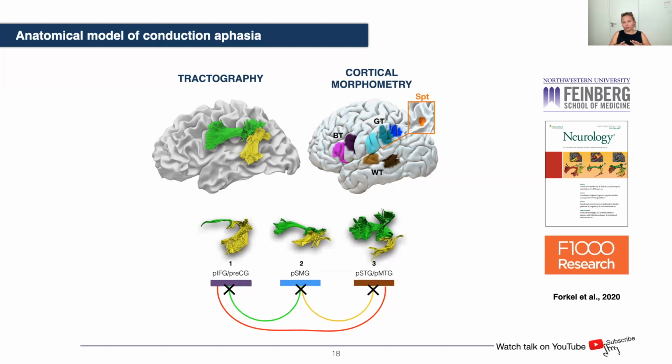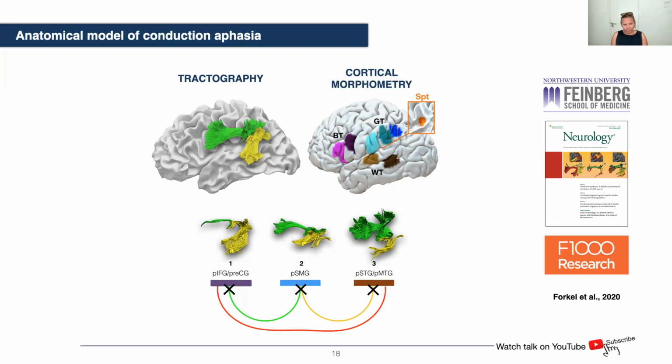Now, according to our anatomical model, a lesion can occur in either the frontal, parietal or temporal part of this network and selectively affect one of the connections and still lead to repetition deficits. Now, the flavor of that deficit will be different, and that's where we see inter-individual variability between the patients and the way they present. But this model nicely explains that discrepancy in the literature that we have seen for the last 150 years.